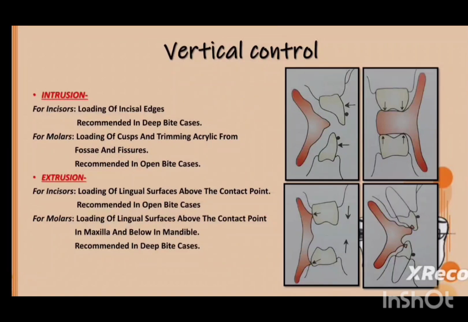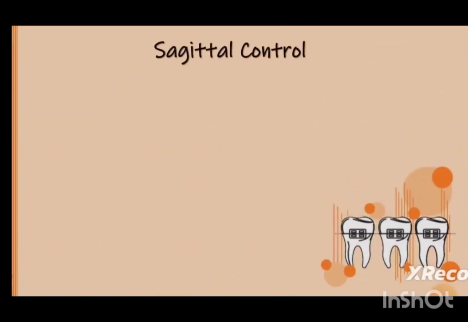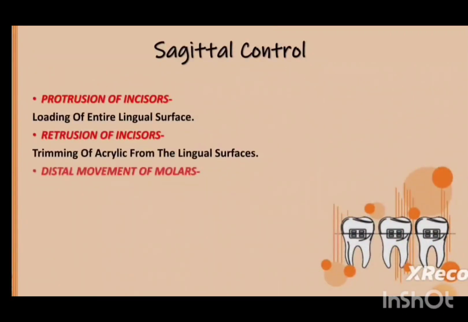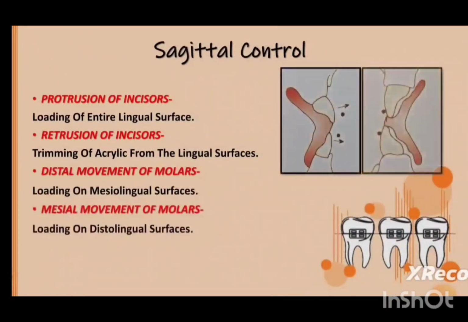For extrusion, the loading of the lingual surfaces above the contact point is done for incisors, as you can appreciate in the lower image, while for molars, loading of lingual surfaces above the point of contact in maxilla and below in mandible is done. This is also quite clearly shown in the image beside it. This will allow the extrusion of the molars and incisors, however and whenever required. Moving forward to sagittal control, we have protrusion, retrusion, distal movement, and mesial movement.